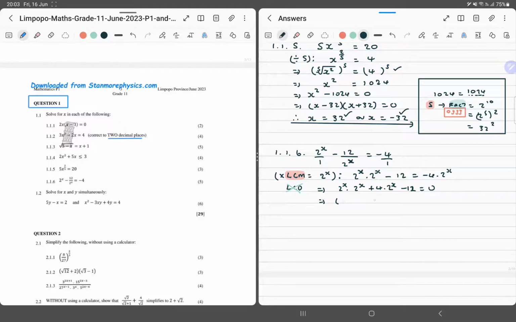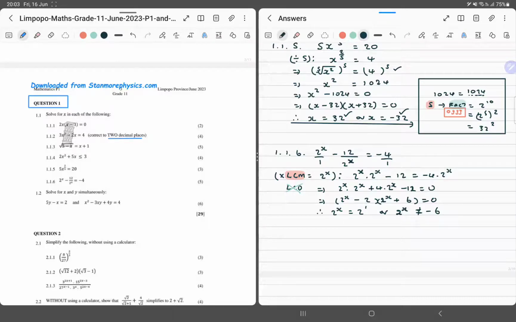So we can actually factorize this grade 10 style. So this is 2 to exponent x, and 2 to exponent x. Now factors of 12 that can give us a 4 is a 6 and a 2. But now we want that to be positive. So 6 must be positive. This one must be negative. And we are sorted. So we can say, therefore, 2 to exponent x is 2 to the exponent 1. Or 2 to exponent x is equal to minus 6, which is not possible.